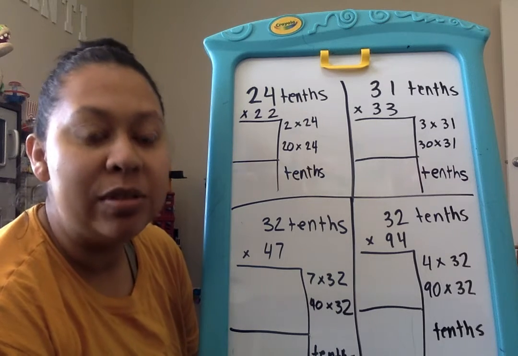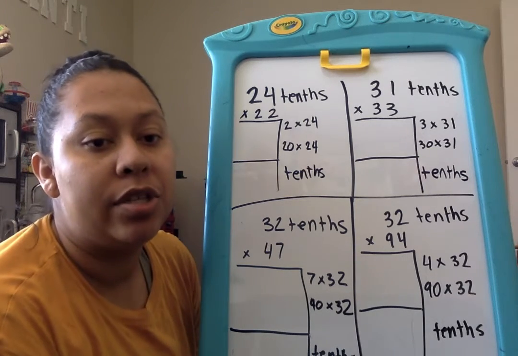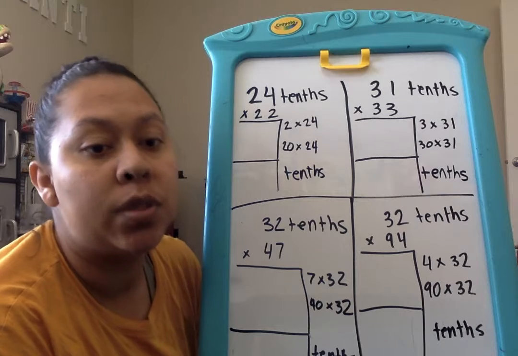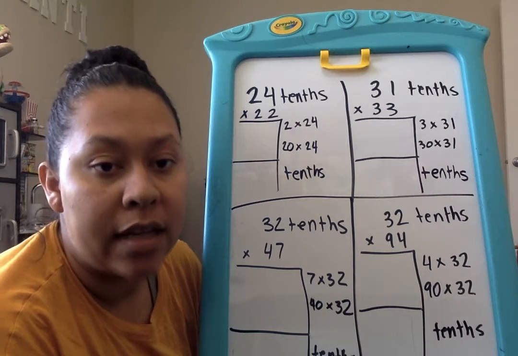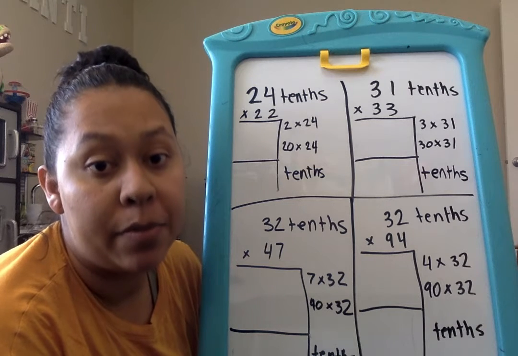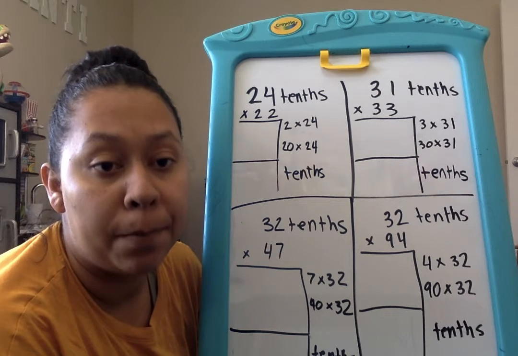Hi, so we have Module 2, Lesson 10. So instructions say, estimate the product, we're skipping that part. Solve using an area model in the standard algorithm. Remember to express your products in standard form.